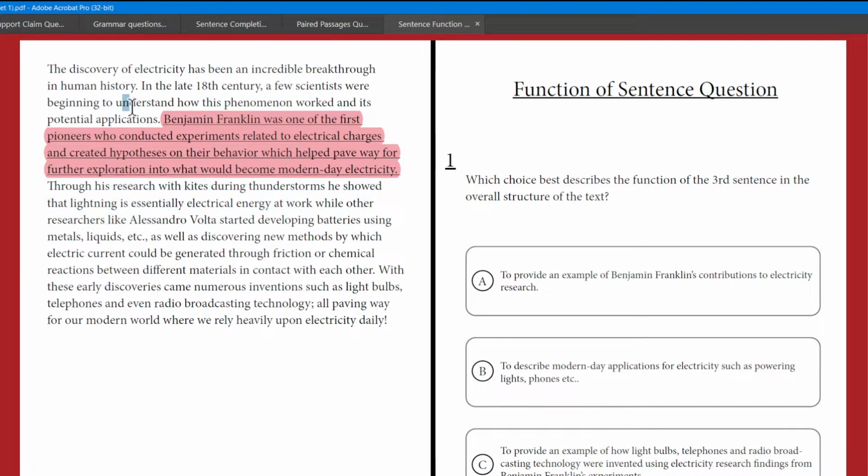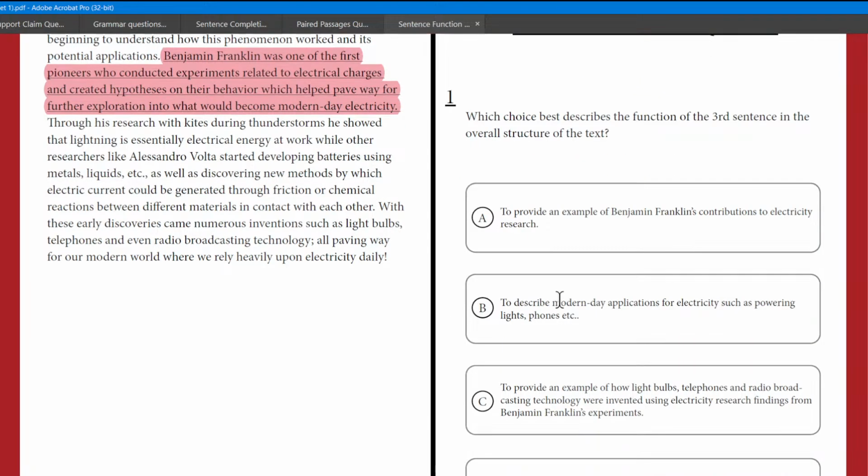I just want to read a little bit before and after. So I understand Ben Franklin was a pioneer. He's kind of one of the first guys to look at electricity. And then he got put on the $100 bill. So, I mean, this makes sense. Contributions to electricity research? Yeah. I mean, he did experiments and he created hypotheses. That seems like a pretty good answer.